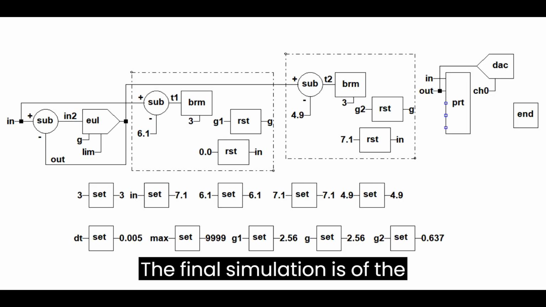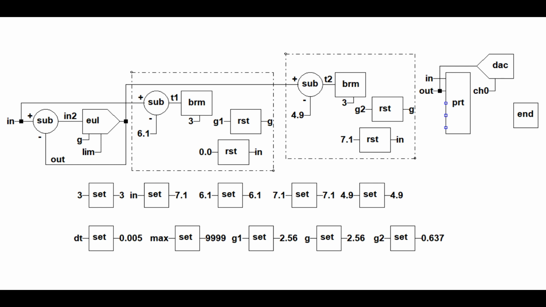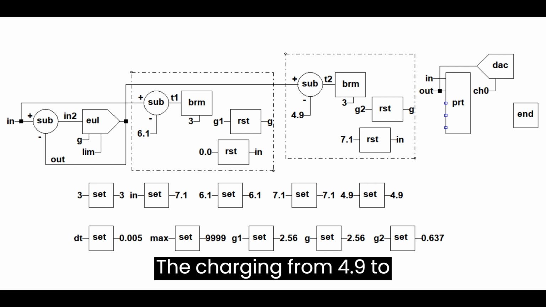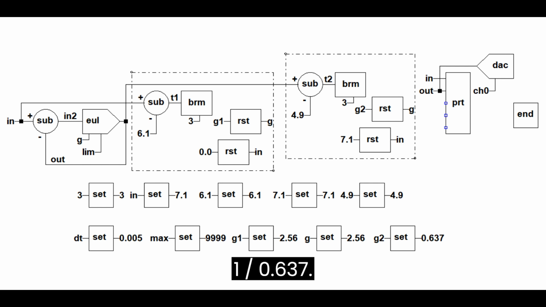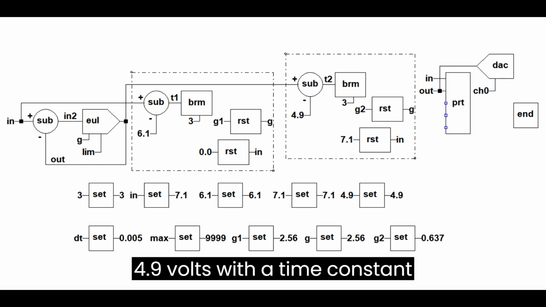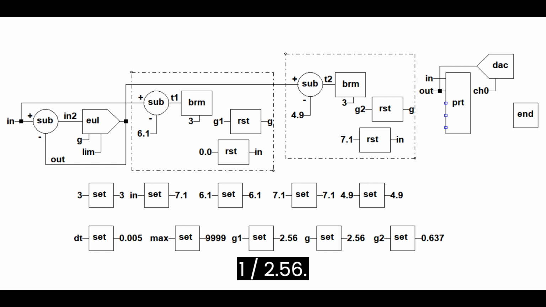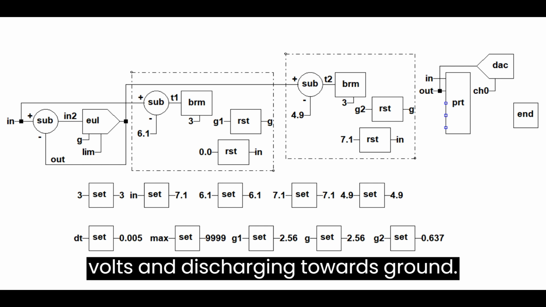The final simulation is of the relaxation oscillator. The circuit had two separate states. The charging from 4.9 to 6.1 volts with a time constant of 1 divided by 0.637. The discharging from 6.1 to 4.9 volts with a time constant of 1 divided by 2.56. Charging heads towards 7.1 volts and discharging towards ground.